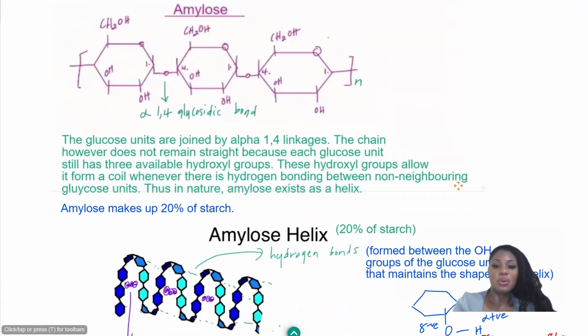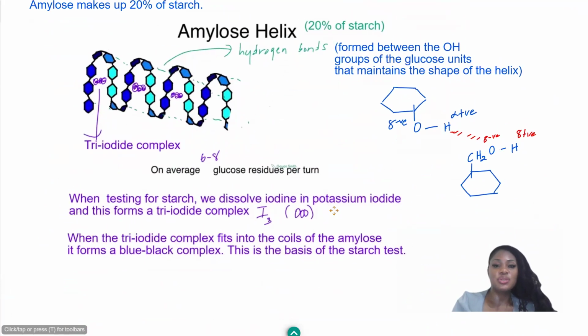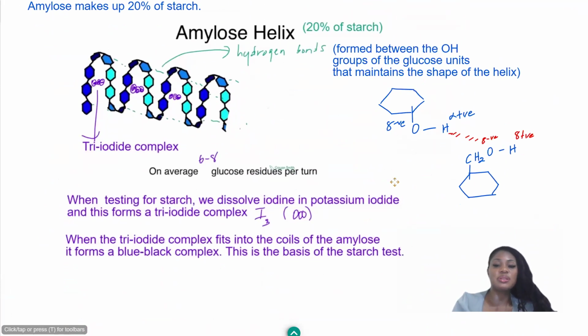And now we are looking more at the amylose, which makes up 20% of the starch. We're looking at why it coils up into this helix.